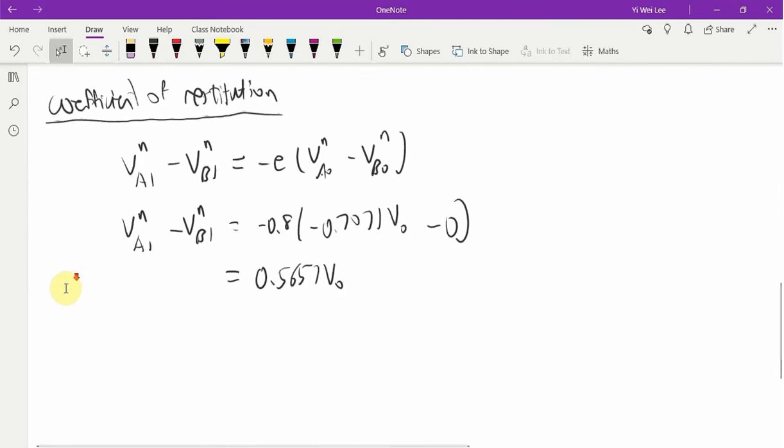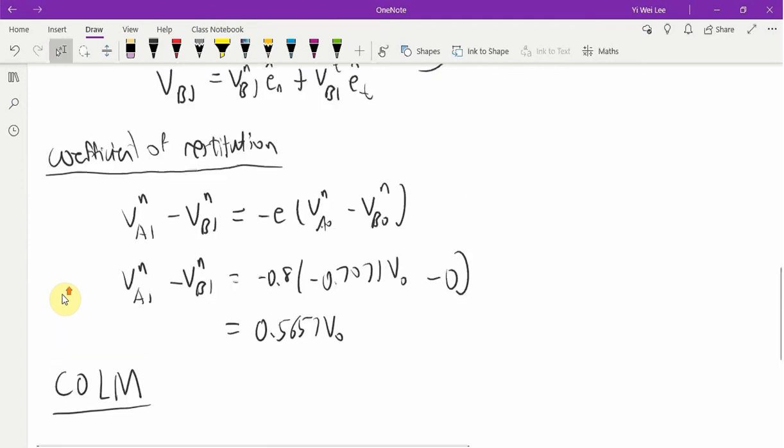Now, can we have another equation? Of course, we can have conservation of linear momentum. When we want to use the equation for conservation of linear momentum, we need to see where we draw the boundary. Let me repeat, we need to see where we draw the boundary. So where can we draw this boundary?